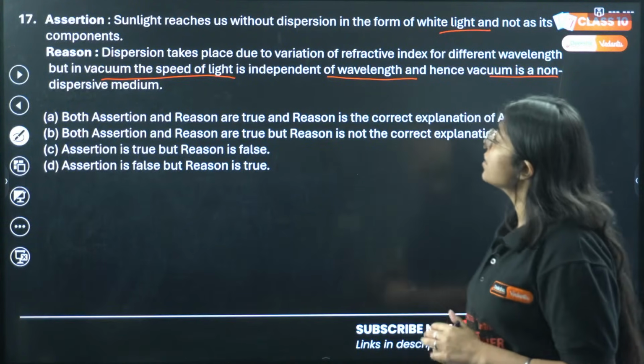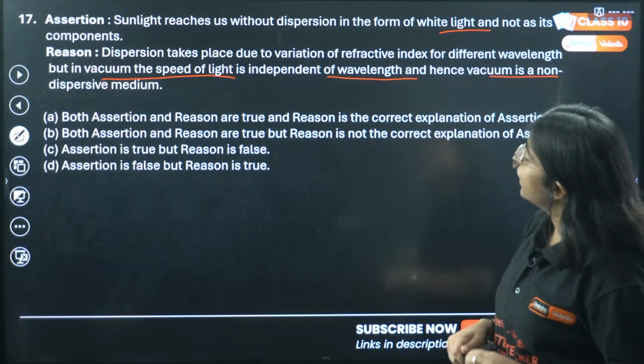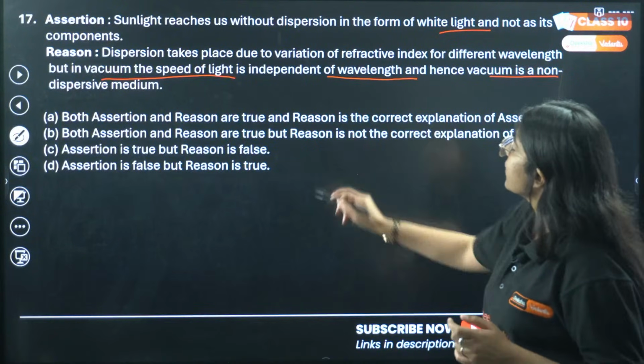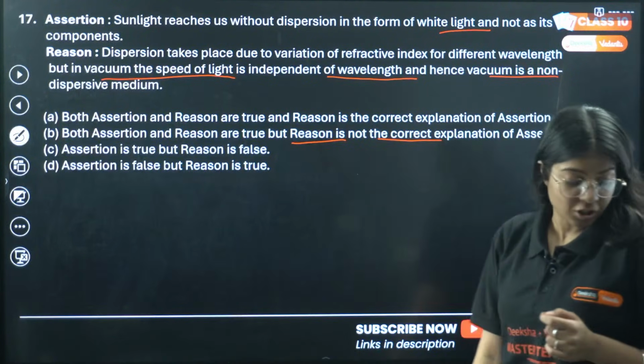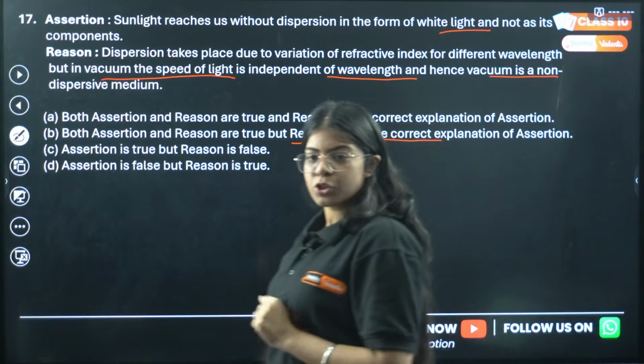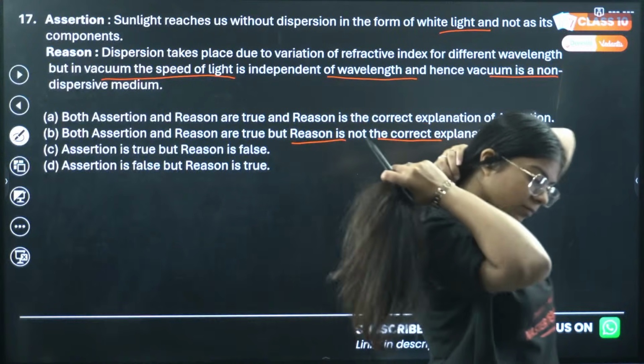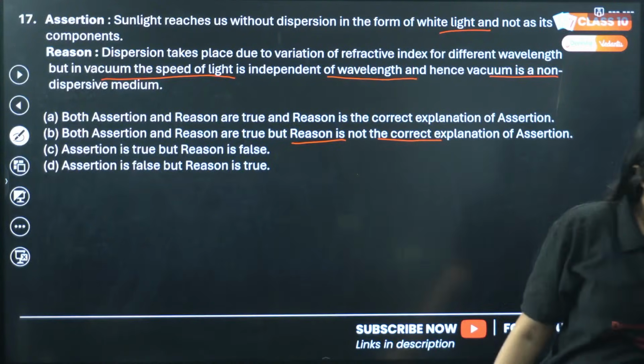B. Dipanshu is saying that reason is actually not the correct explanation of assertion. Anyone else? Anyone else who wants to challenge Dipanshu? Okay, let's see what the answer is.